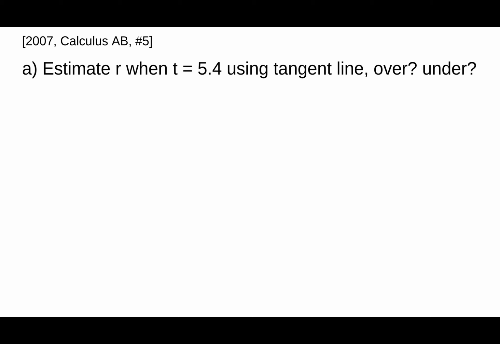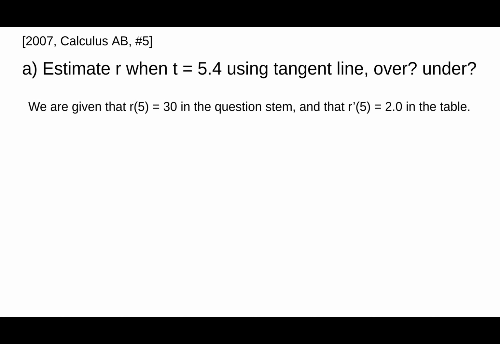In part A, we are asked to estimate the value of r when t is equal to 5.4 using the tangent line, and then to determine if this estimation is an overestimate or an underestimate. And we have a few different things to do before we can successfully answer this part of the question. We do need to come up with an equation for the tangent line.